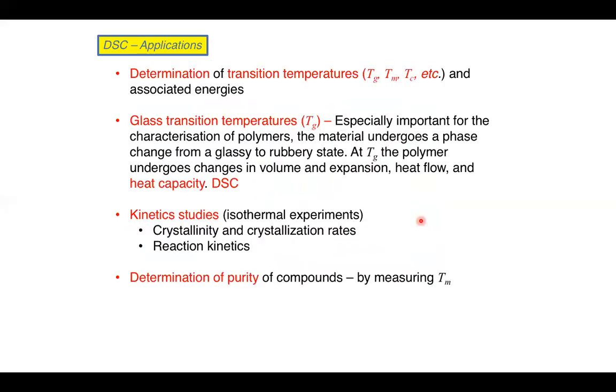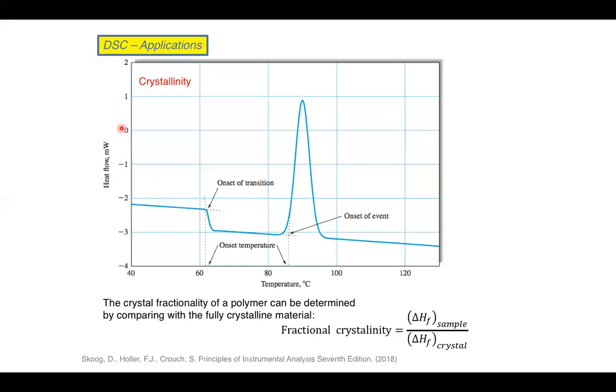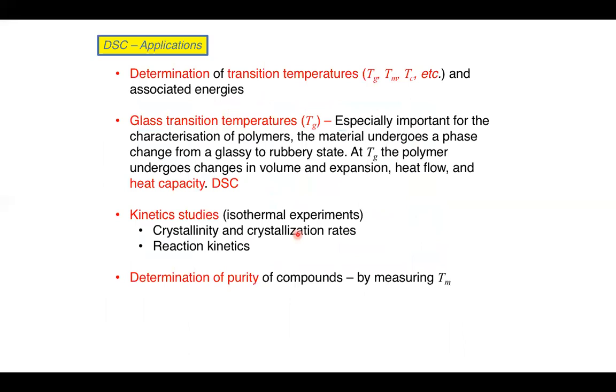Okay, then finally, the DSC applications. The determination of transition temperatures, for example glass transitions, melting points, crystallization points, and the associated energies with those, because remember that these heat flows are in milliwatts, so that can be translated into energy. Glass transition temperatures, Tg, are especially important for the characterization of polymers. The material undergoes a phase change from a glassy to a rubbery state. At the Tg, the polymer undergoes changes in volume and expansion, heat flow, and heat capacity. And so this is an application of DSC.